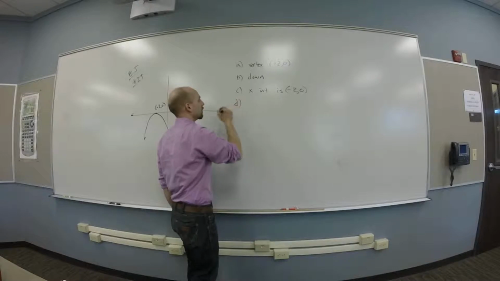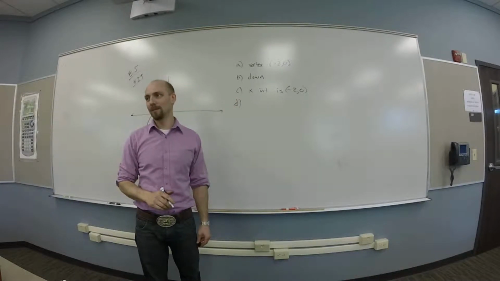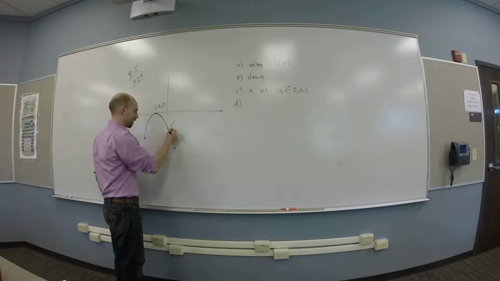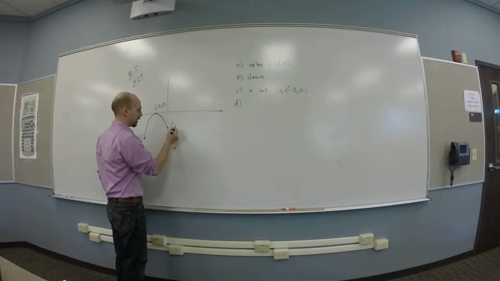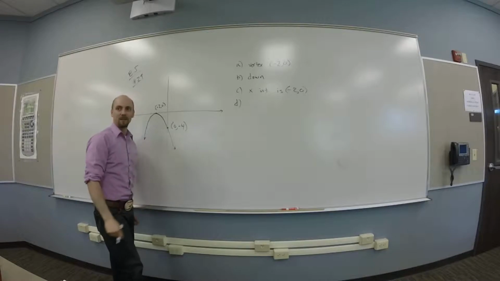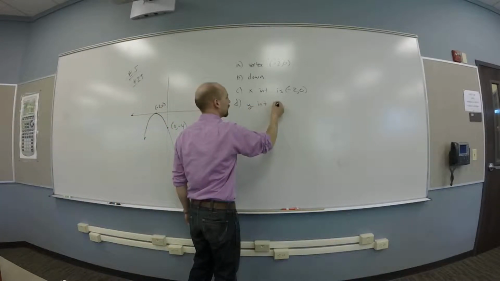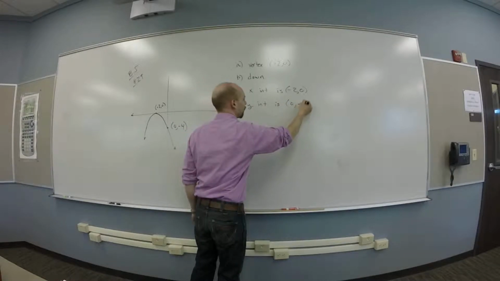How about D? D is going to ask for the y-intercept, right? It's -4. So I realize that I need to label another point. This is 0, -4. Okay, so the y-intercept is 0, -4.